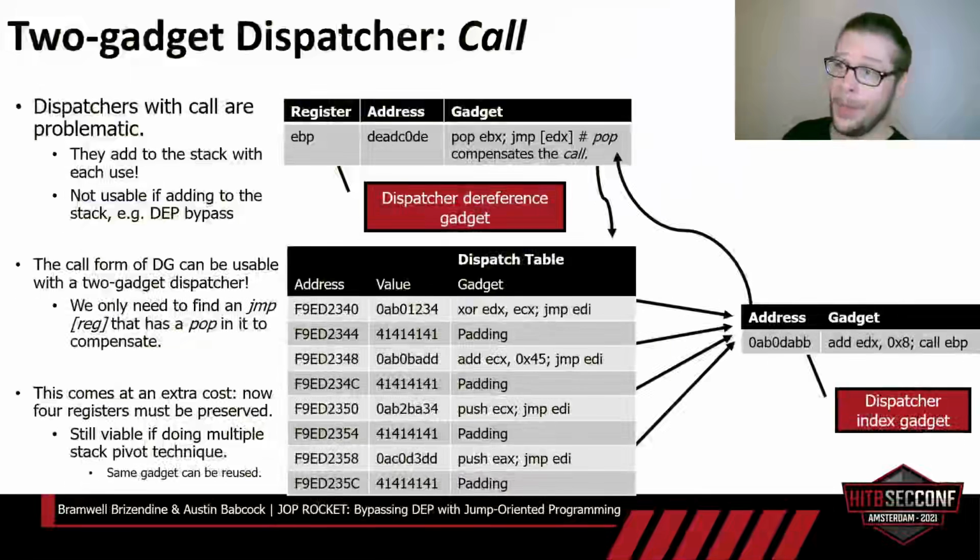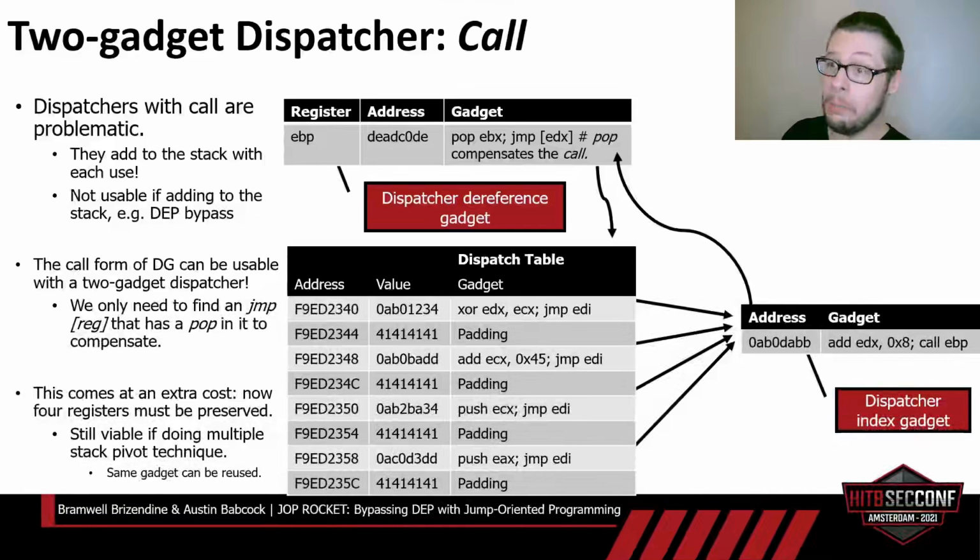And the great thing about this also is we can now use call gadgets, because usually with a dispatcher gadget, you don't want to use call because it would continuously add to the stack, which is not a good thing if you're trying to build stack parameters for a WinAPI function. So how we accommodate this is I came up with another gadget where we just simply add a pop right in front of the dereferencing. And so JopRocket will search for this as well.